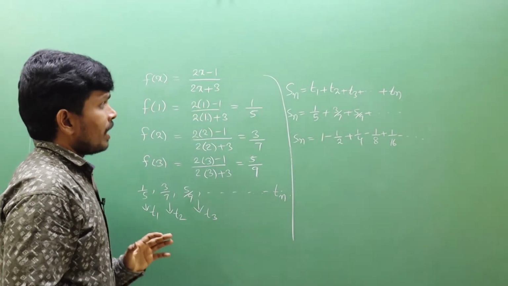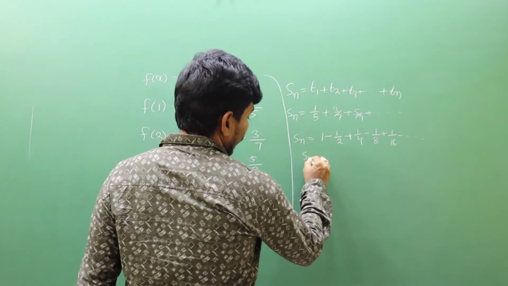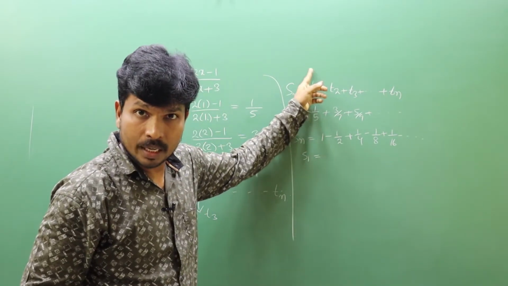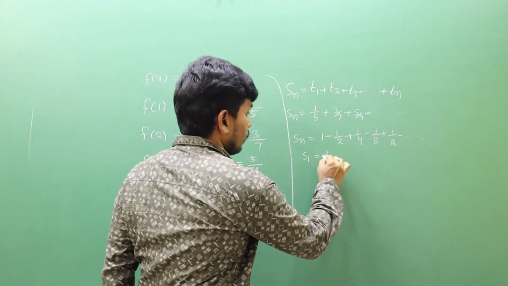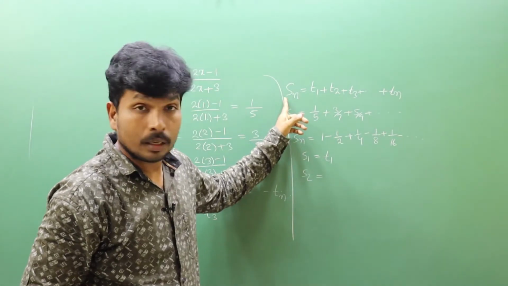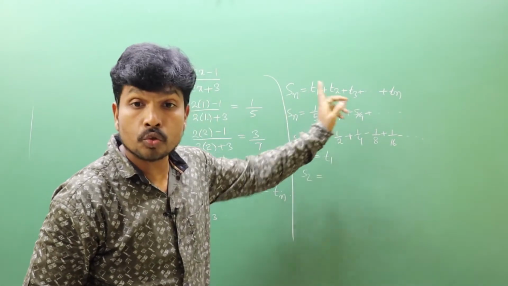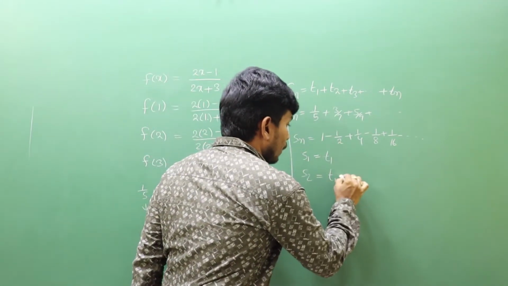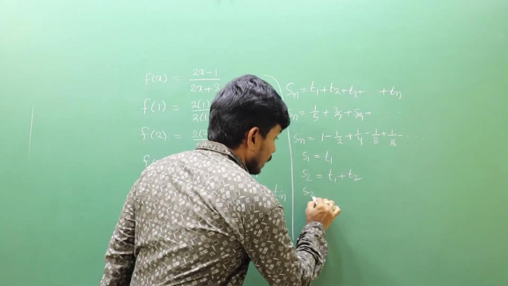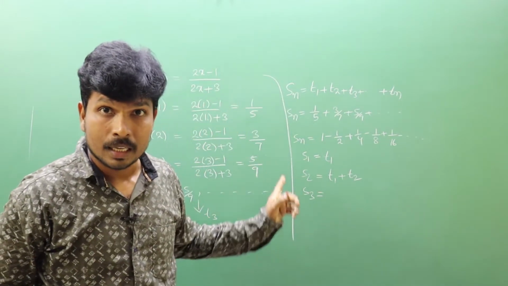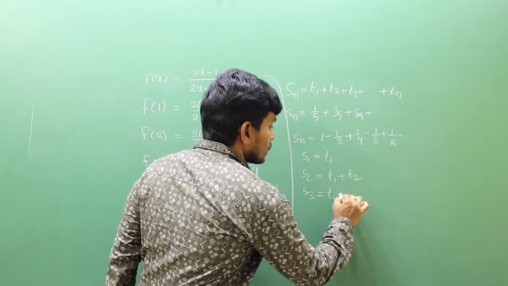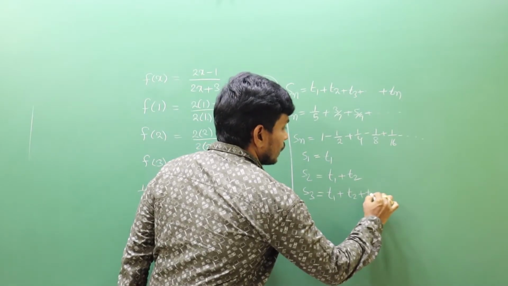What is meant by S1? S1 is nothing but a sum of the first term. So S1 is equal to T1. What is meant by S2? S2 is called sum of the first two terms. So T1 plus T2. And what is meant by S3? S3 is nothing but a sum of the first three terms. T1 plus T2 plus T3.